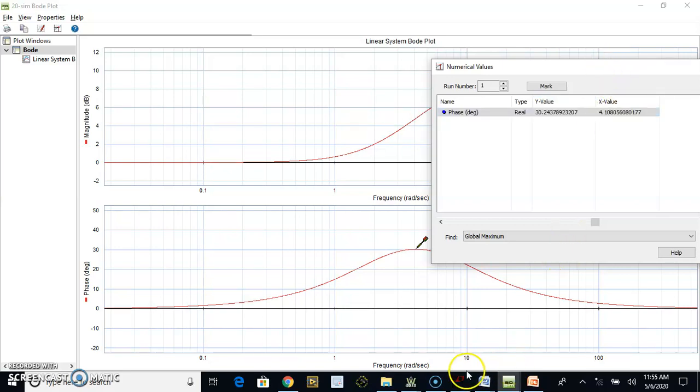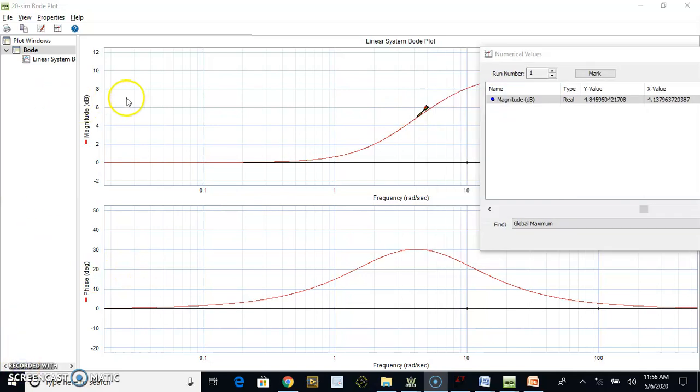This is the location corresponding to the maximum phase shift, and you can see here, since this is in dB, you are looking for 4.8 dB at this point.